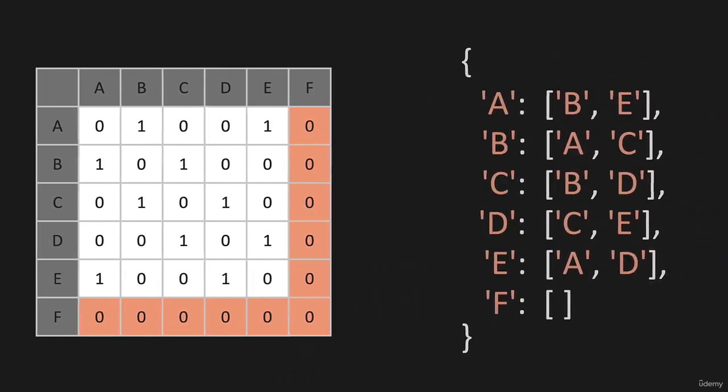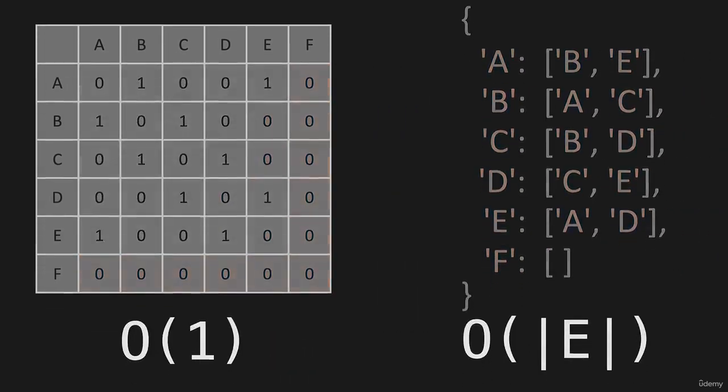So to compare these, the matrix is O of 1. This is a win for the matrix, where the list, we're having to iterate through the list of edges that's associated with each one of those vertices. So it's O of the number of edges that we have to go through.